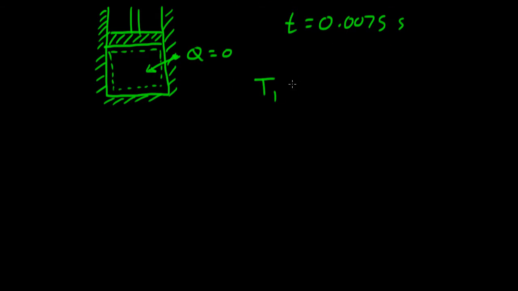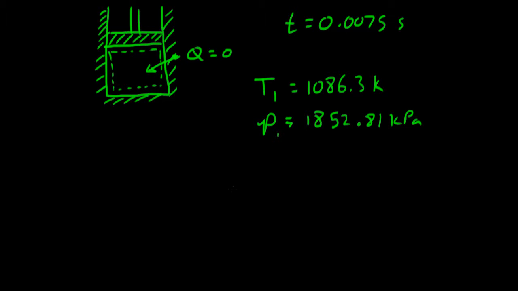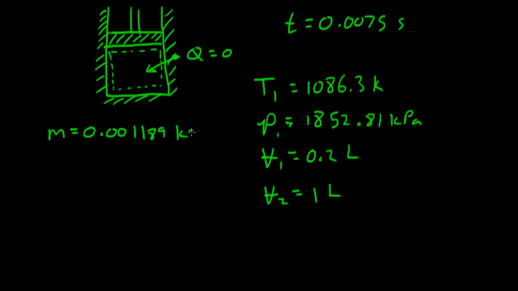After combustion, the temperature in the cylinder is 1086.3 Kelvin. The pressure is 1852.81 kilopascals, and the volume is 0.2 liters. At the end of the power stroke, the volume is 1 liter. The mass of gas in the system is 0.001189 kilograms, and the ratio of specific heats is equal to 1.4. What is the work done during the power stroke if we assume that the process has no heat transfer?